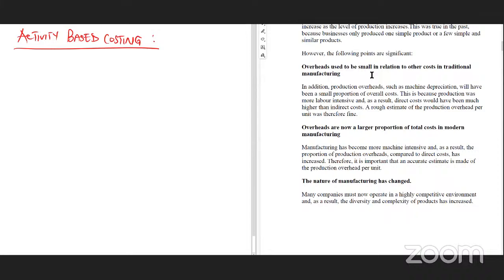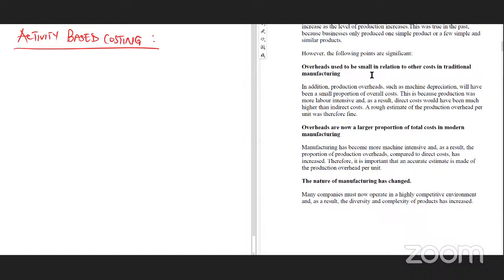Overheads are now a larger proportion of total cost in modern manufacturing. So manufacturing has become more machine intensive, and as a result, the proportion of your production overheads compared to your direct cost has increased. Therefore, it is important that an accurate estimate is made of the production overhead per unit. And the nature of manufacturing has changed, right? Many companies now operate in a highly competitive environment. And as a result, the diversity and complexity of products have also increased.